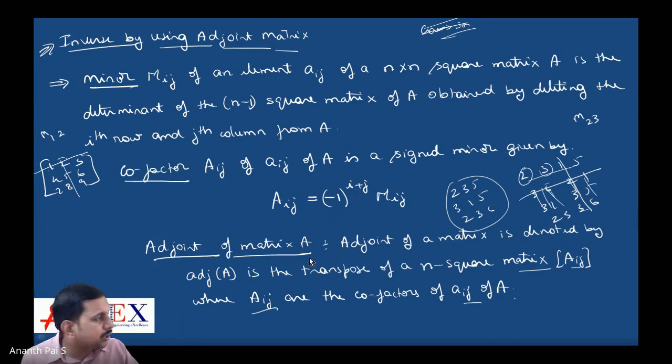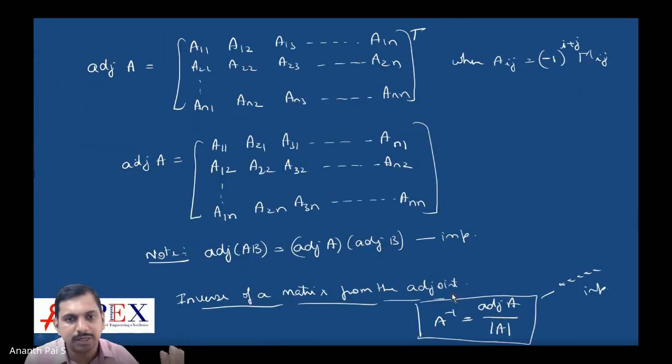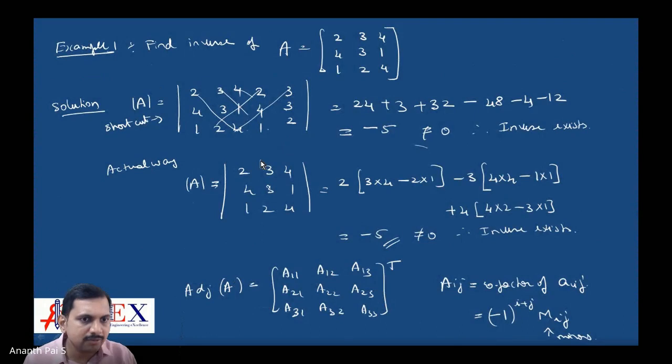Okay, adjoint of a matrix. The adjoint of the matrix is the transpose of the cofactor matrix. Whatever cofactor matrix is there, you transpose it. So let us see this. I'll give an example. Find the inverse of 2, 3, 4, 4, 3, 1, 1, 2, 3. I have the actual way. The shortcut we will see later.